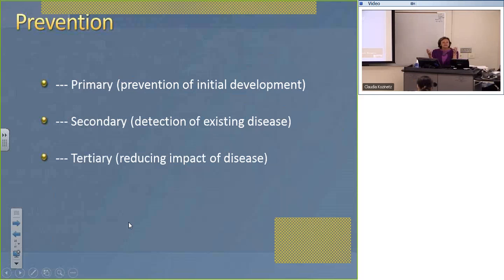Has anybody been involved in a primary prevention program? And if so, an example. I'm involved in celebration of World Diabetes Day, and we were talking about how to prevent diabetes.